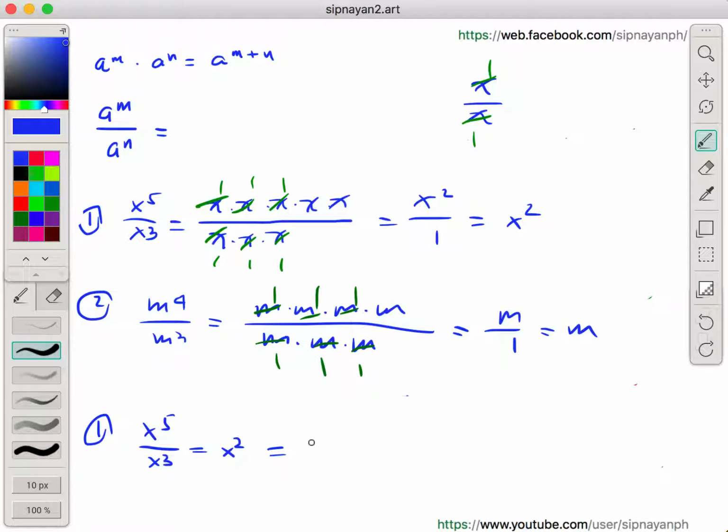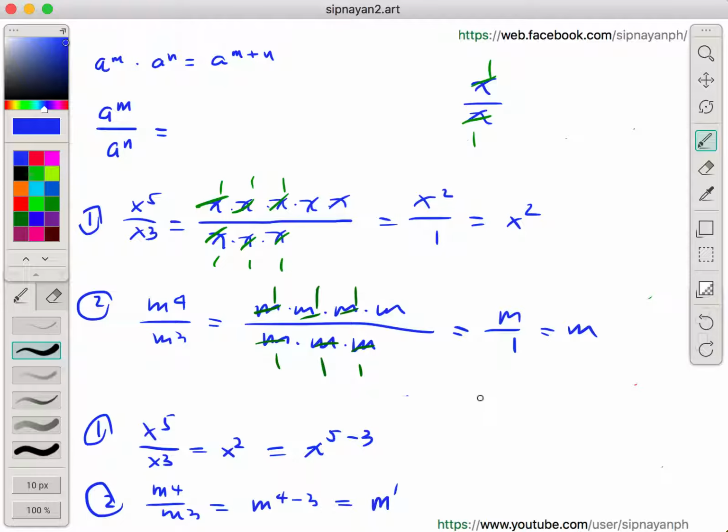So x to the 5th over x cubed is actually the same as x to the 5th minus 3, which is equal to x squared. Ganon din sa m to the 4th over m cubed. M to the 4th over m cubed is actually equal to m to the 4 minus 3 because we're canceling 3 m's. So this is equal to m to the 1st power, or just m. 4 minus 3 is 1.